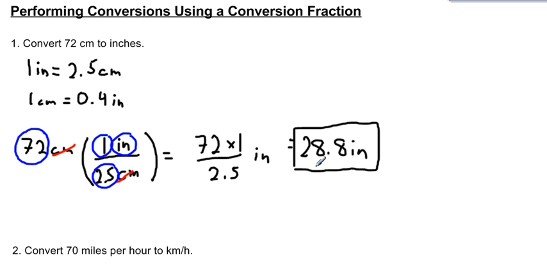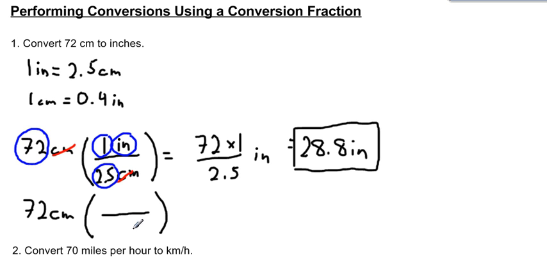So that tells us that 72 centimeters is approximately 28.8 inches. We're just going to try it with the second equivalency here and we'll see what happens. So again, we would start with 72 centimeters. We'll set up our conversion fraction again.